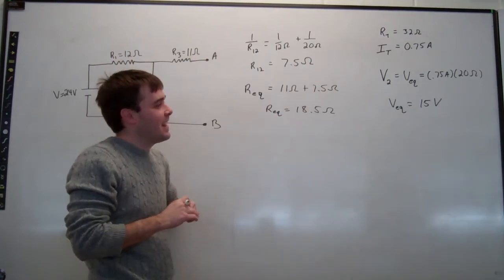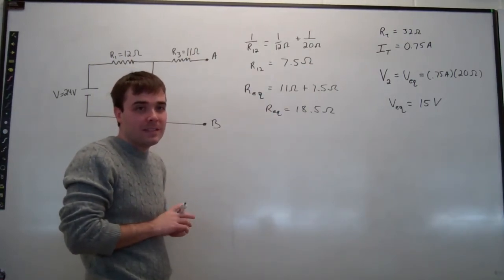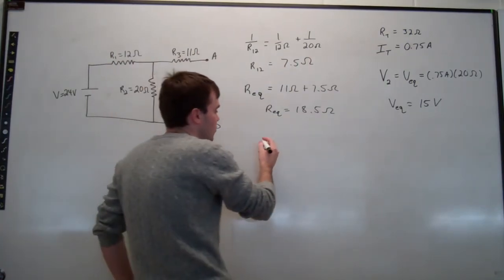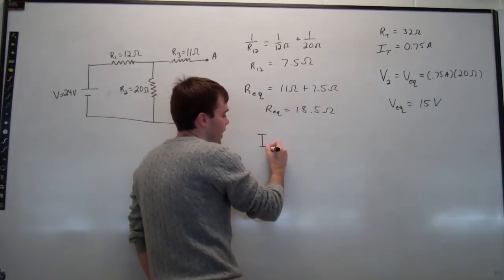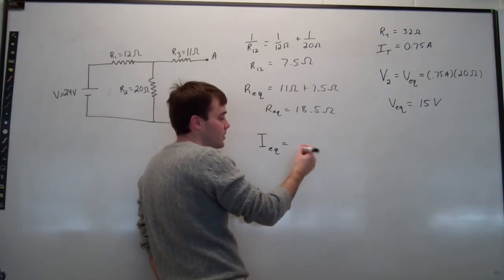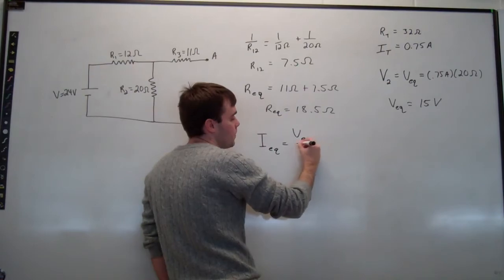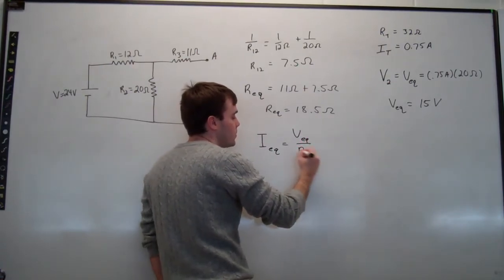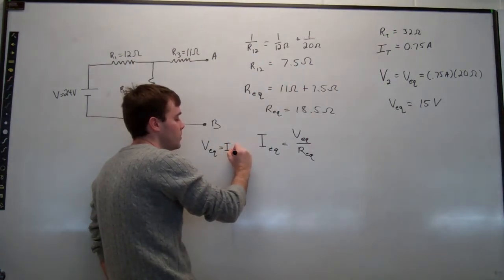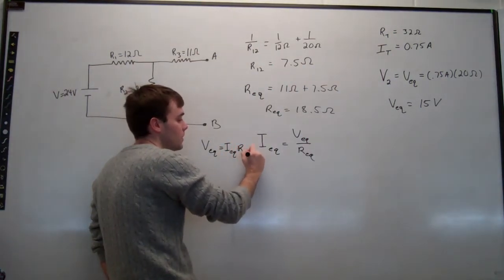Now, the Norton equivalent is actually really easy to find once you have these 2. The Norton equivalent is IEQ, and it's V equals IR. So it's going to be VEQ over REQ. So we can say VEQ equals IEQ times REQ.